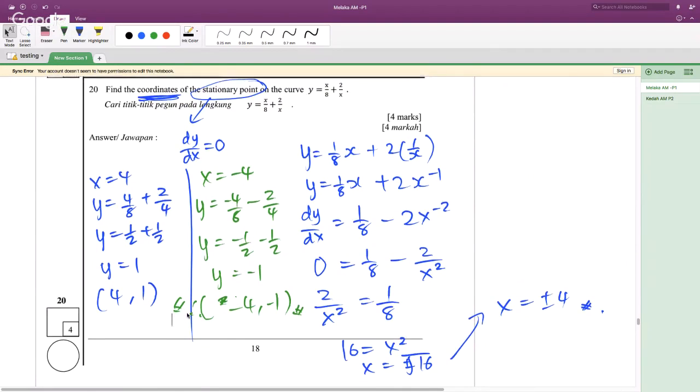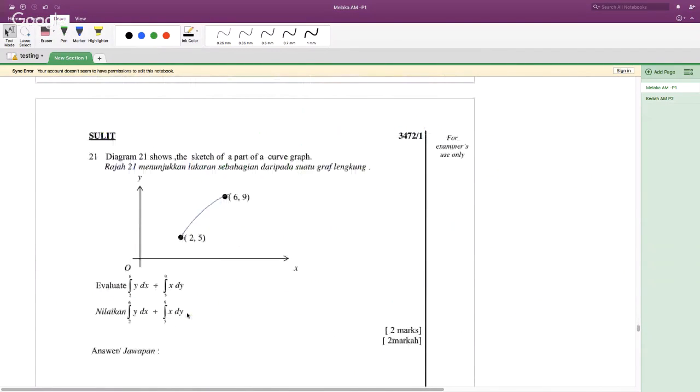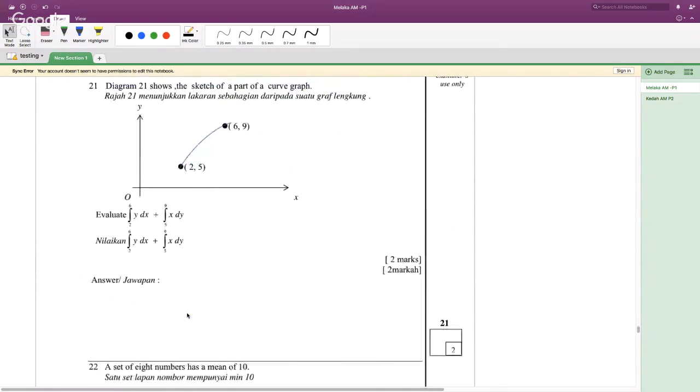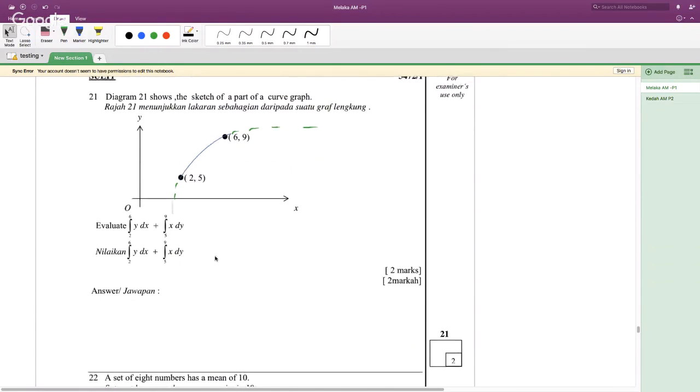Okay, so let's move on to 21. The diagram 21 shows the sketch of the part of the curve. So this one is actually just a part of the curve. That means the curve can be longer. It doesn't matter. So what the question asks you to do is evaluate the thing here. This is really interesting to me because I do not have x and y here.